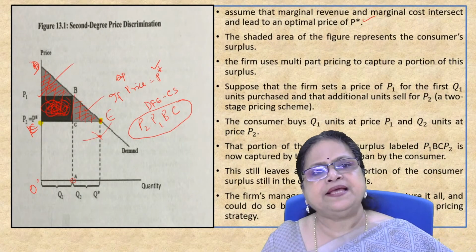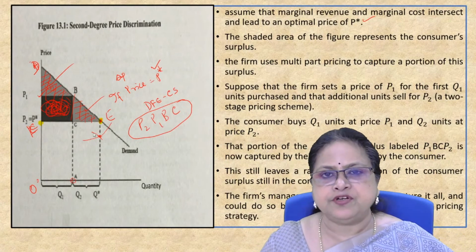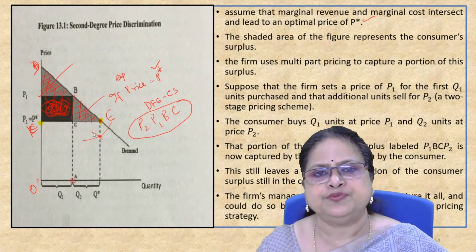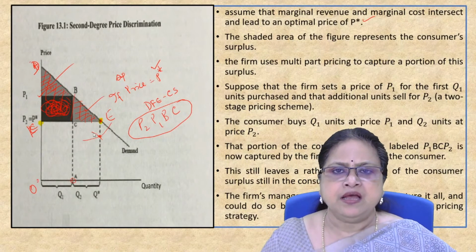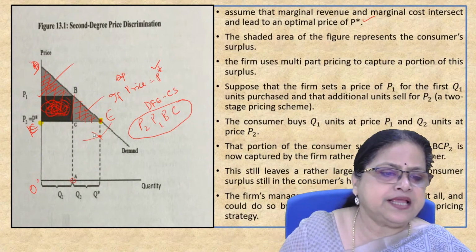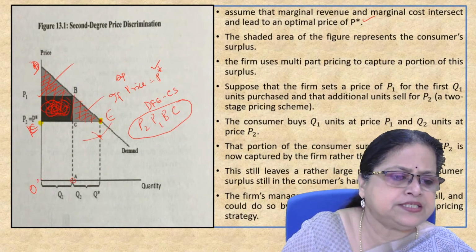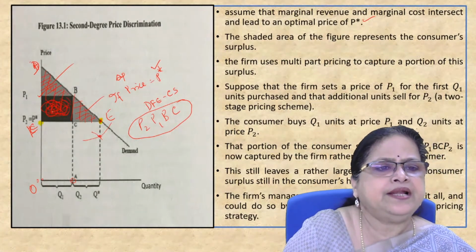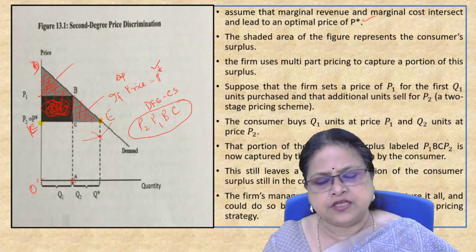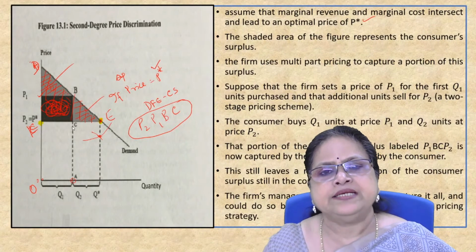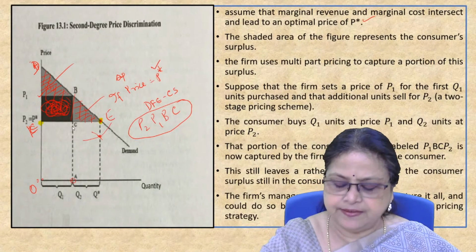So in second degree price discrimination, some part of consumer surplus stays with consumers. But in case of first degree price discrimination, since every unit is charged a different price, the entire consumer surplus is wiped out and it is taken up by the seller.